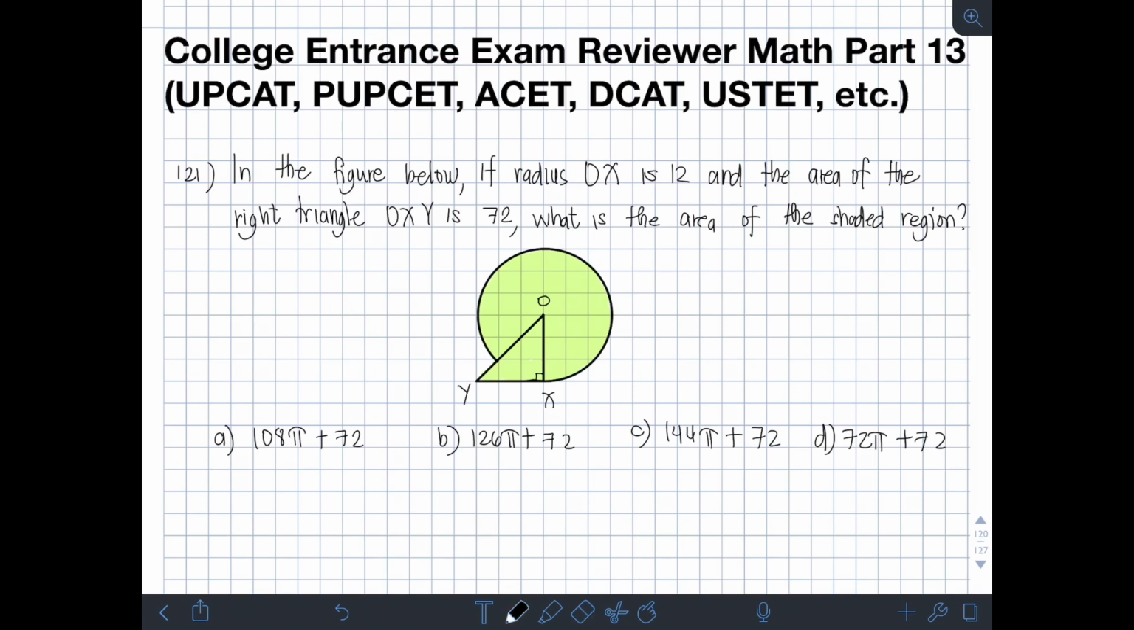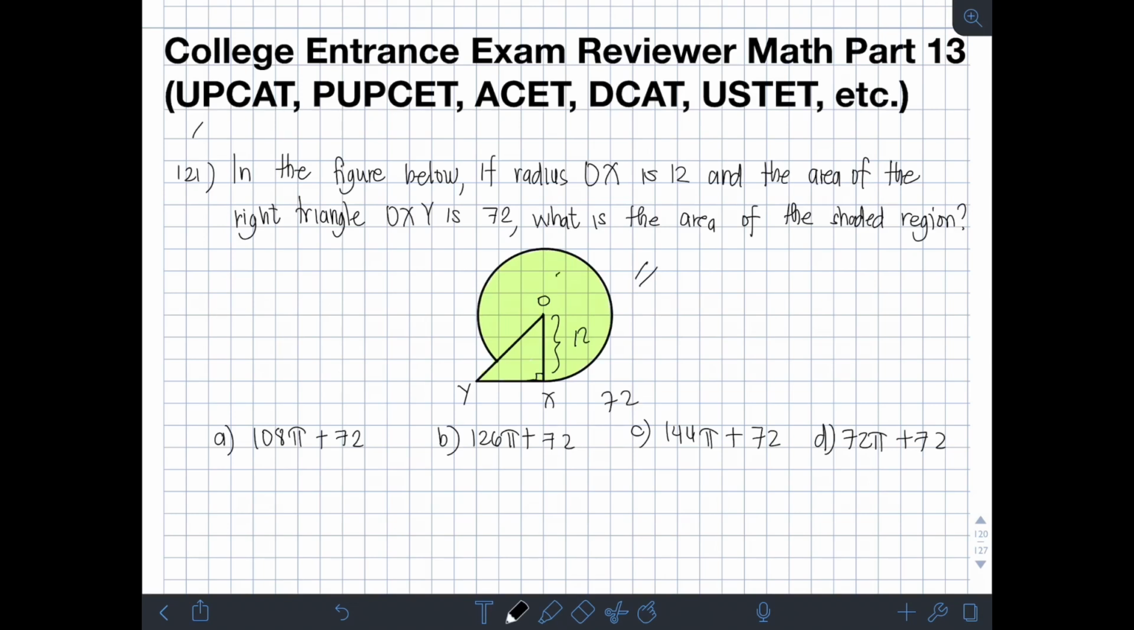So sa part 12 ay nagtapos tayo sa item number 120. So let's start with item number 121. So in the figure below, if radius OX is 12 and the area of the right triangle OXY is 72, what is the area of the shaded region? Okay, so meron daw tayong circle kung saan yung radius OX niya raw is 12, right? Tapos yung area daw nitong right triangle OXY is ilan? 72. So ano yung area nitong kabuuang shaded portion, yung light green?